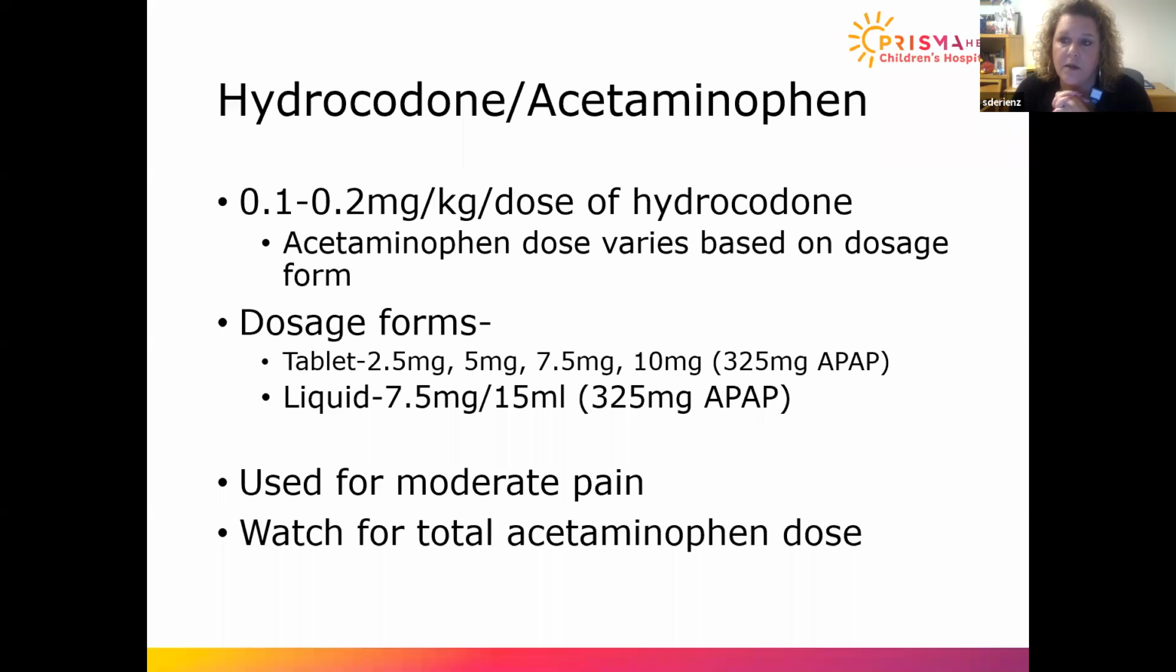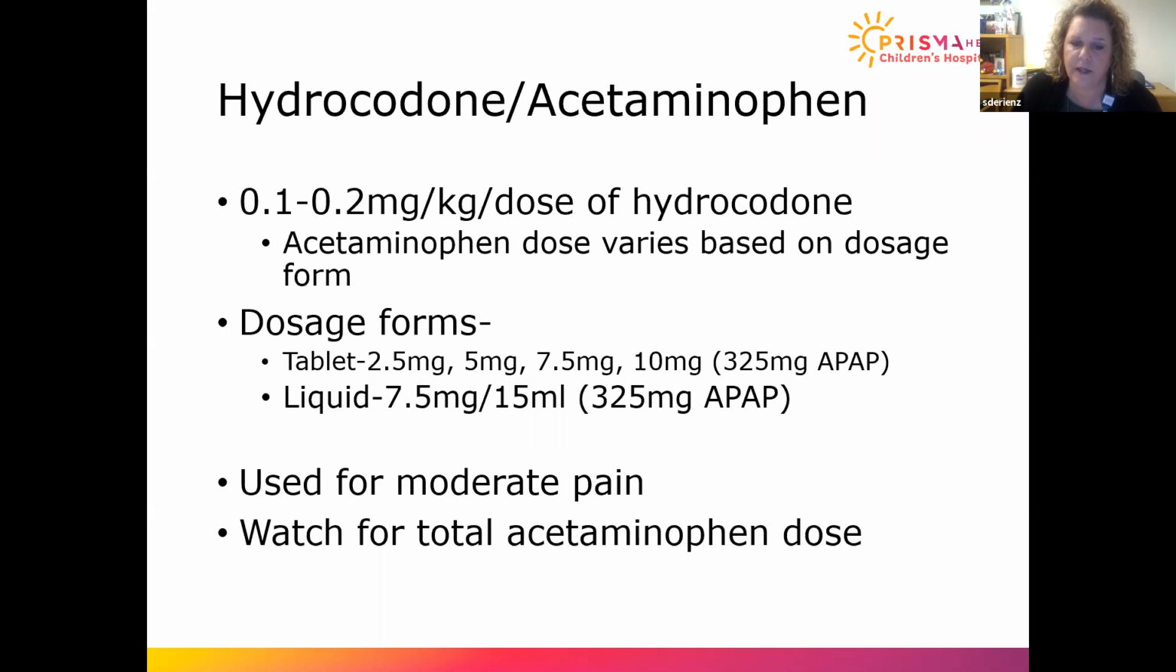So typically 0.1 to 0.2 mg per kg per dose. You will notice a difference from Epic from Cerner in that in Cerner it was dosed in mLs per kg, but Epic is definitely dosed in mgs per kg, which is probably more appropriate. So 0.1 to 0.2 mg per kg per dose of hydrocodone. The acetaminophen dose is going to vary based on the dosage form, but the tablet sizes that we have are going to have that 325 milligrams of acetaminophen in them. And then the liquid formulation is going to have the 325 milligrams in the total volume of 15 mLs.